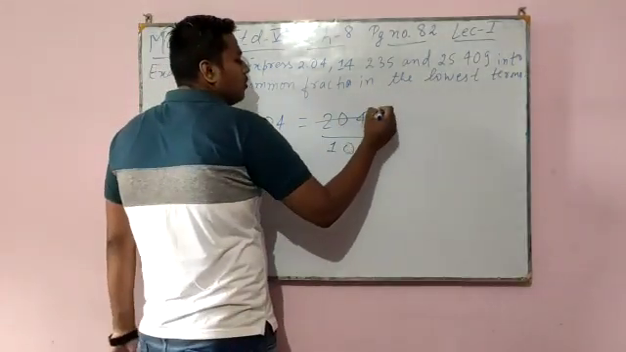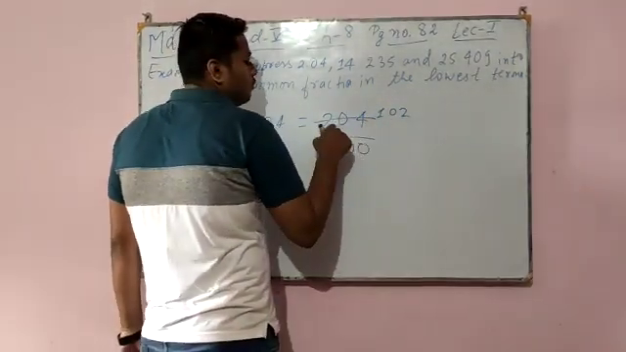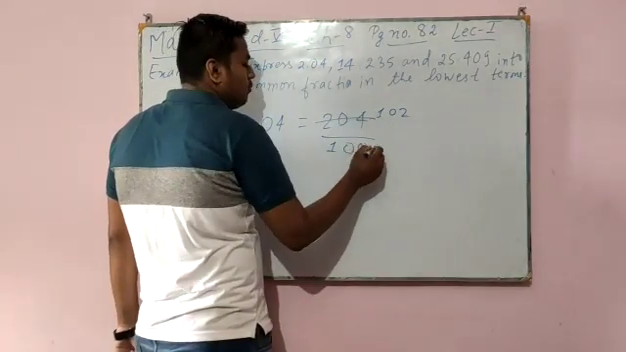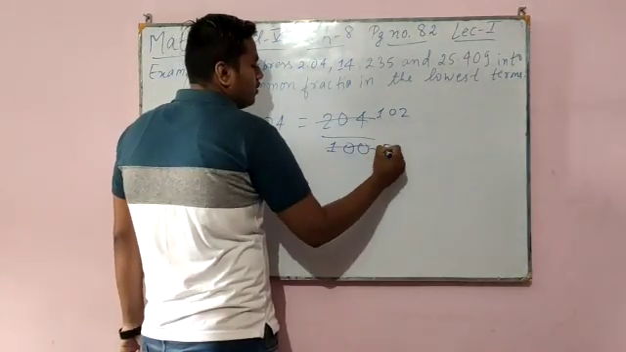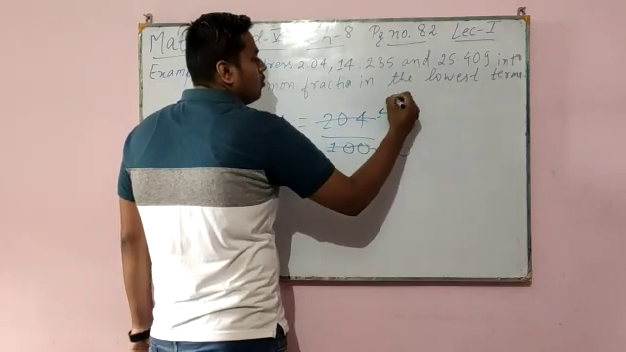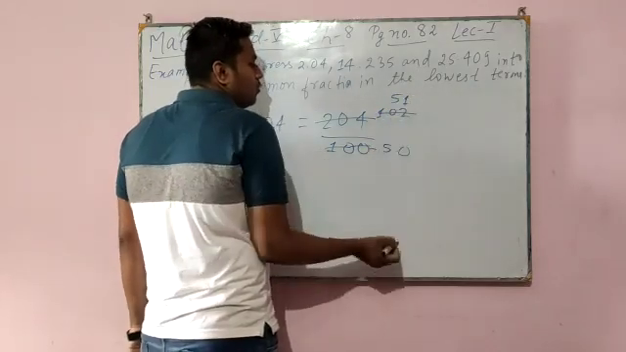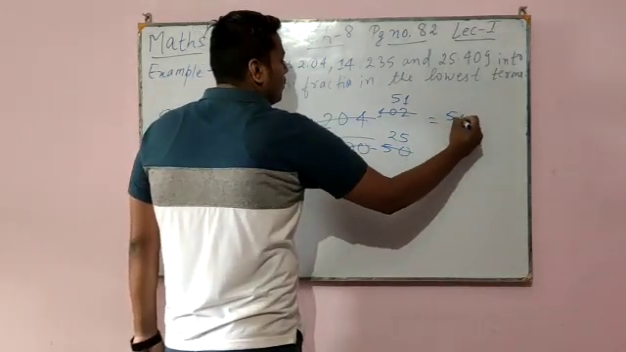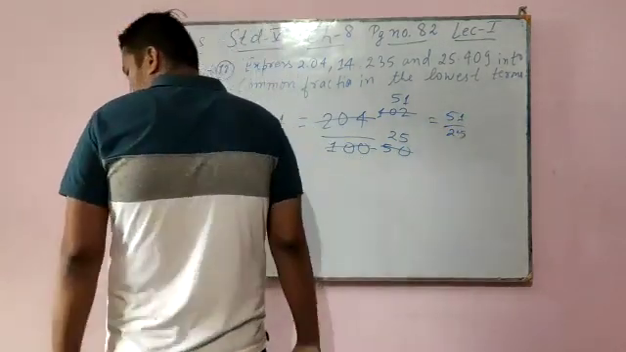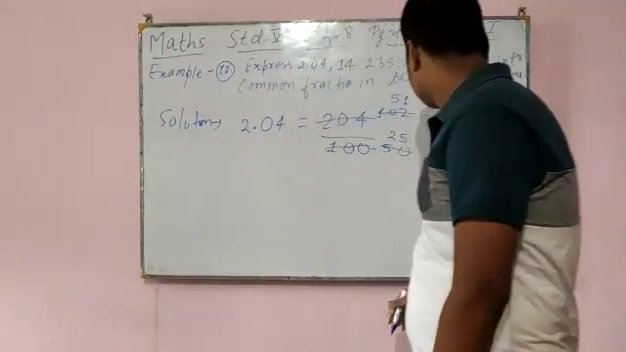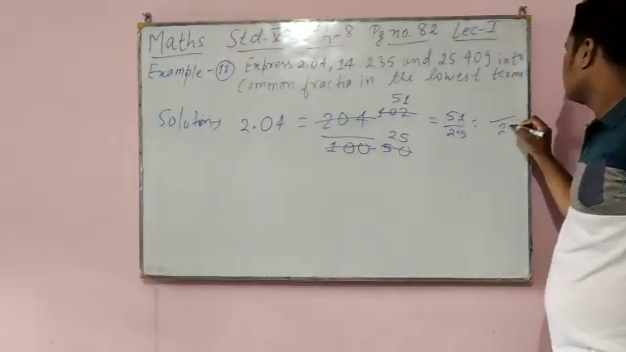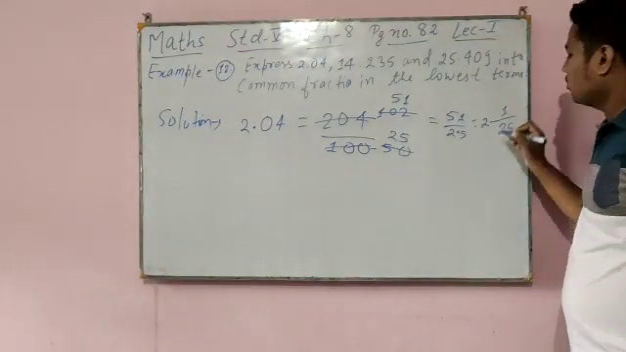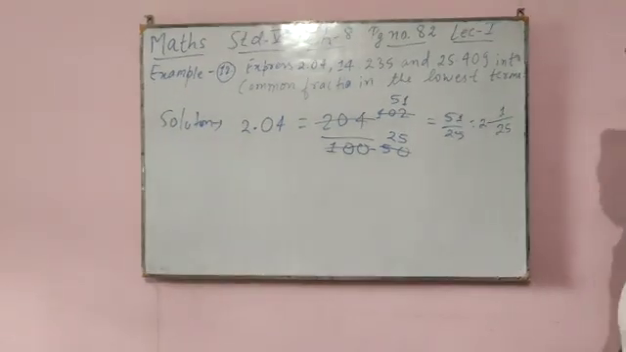2 times 1 is 2, 0 0. 2 times 2 is 4, 2 times 5 is 10, 0. Again it will cut: 2 times 5 is 10, 2 times 1 is 2. This will cut by 25. So the answer will be 51 by 25, and this can be changed into a mixed fraction also. I already taught you how to change into a mixed fraction.